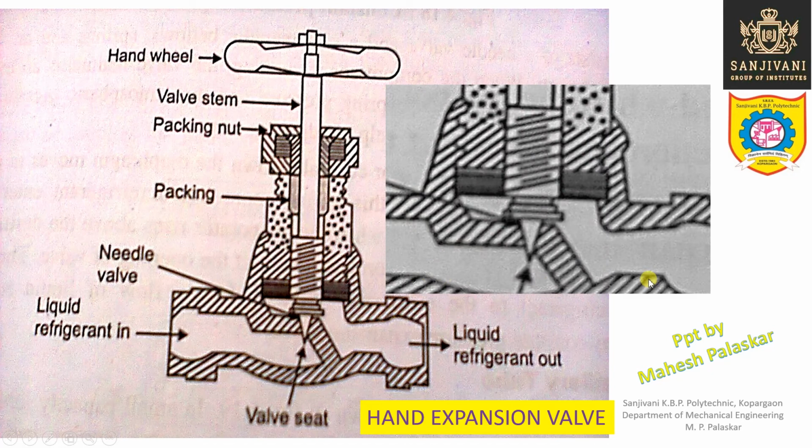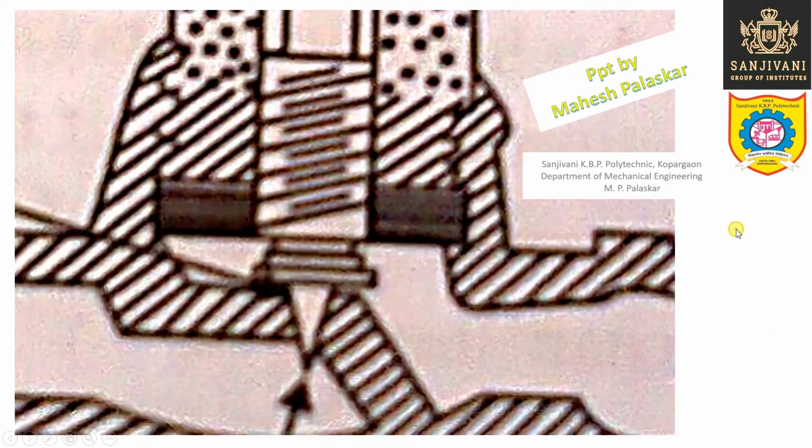In detail you can see this particular valve, this is the passage, the refrigerant is entering like this, and after passing through this restricted passage it can leave this particular passage, and thus the expansion takes place and the flow rate is controlled.